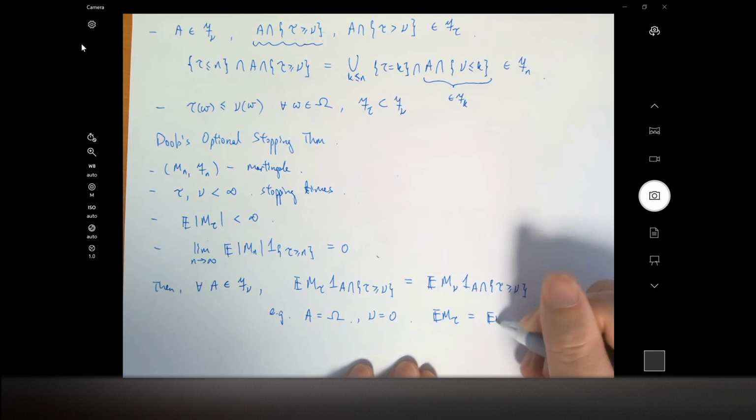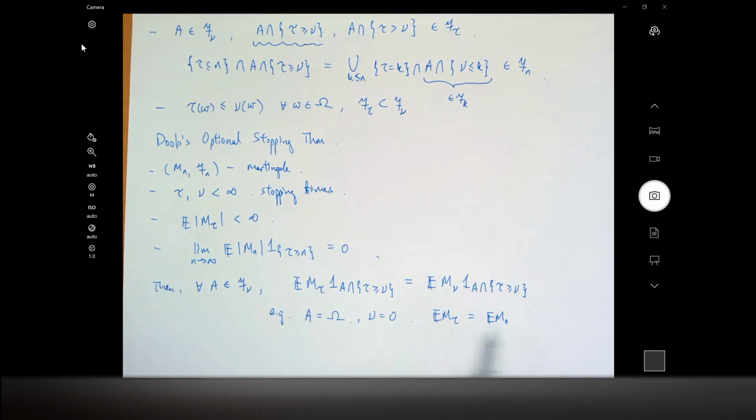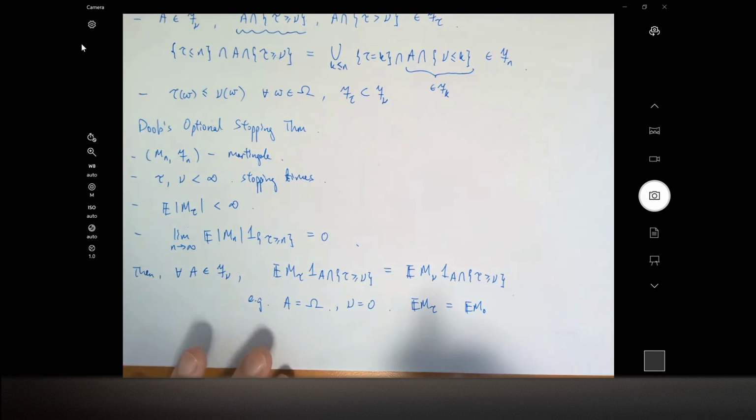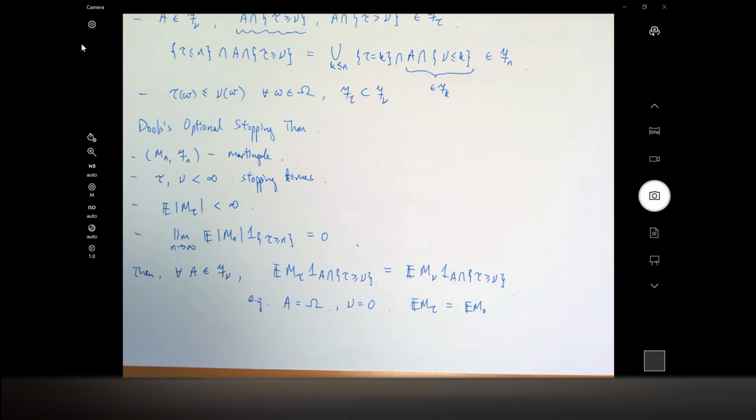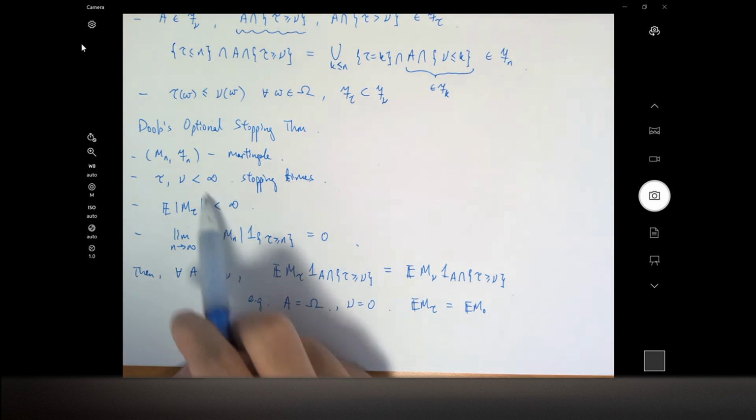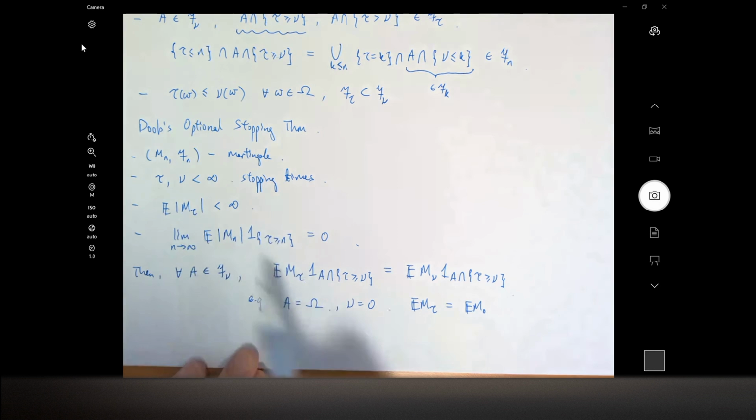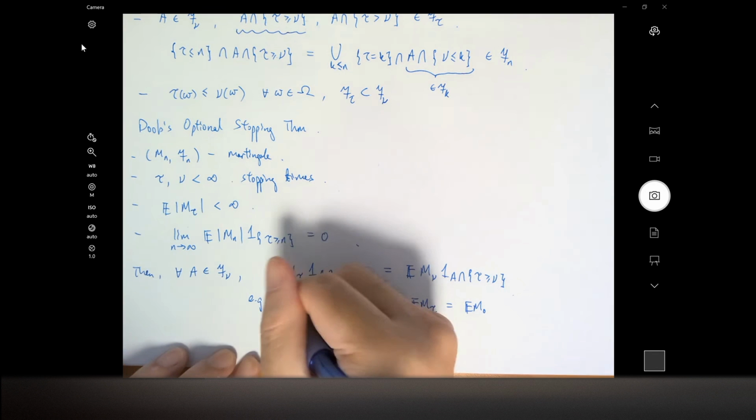So the expectation of M0, which is remember what we want. We wanted to ask under what condition, if I give you a martingale and a stopping time, does the expectation of M tau equal the expectation of M0, the martingale expectation? This optional stopping theorem basically says that these are sufficient conditions for this to happen. But of course, this theorem is much more general than that. So this is one example.